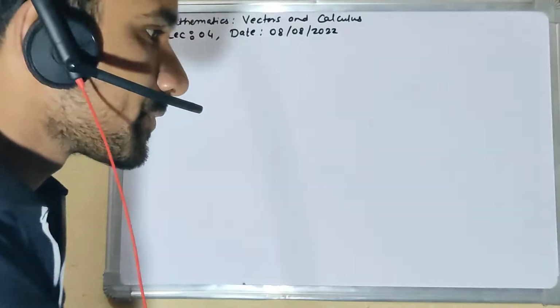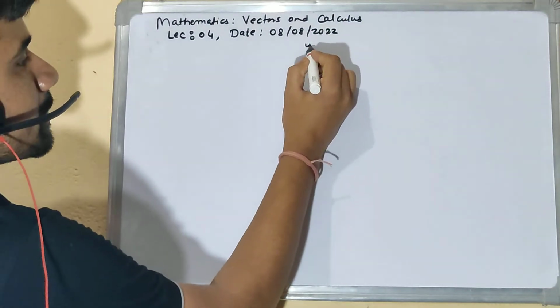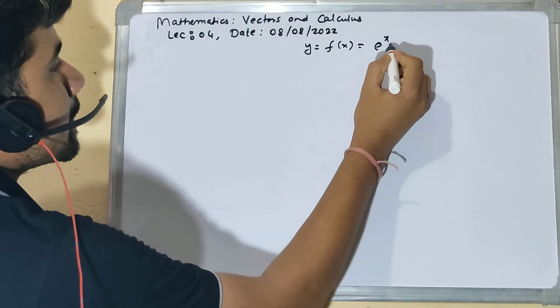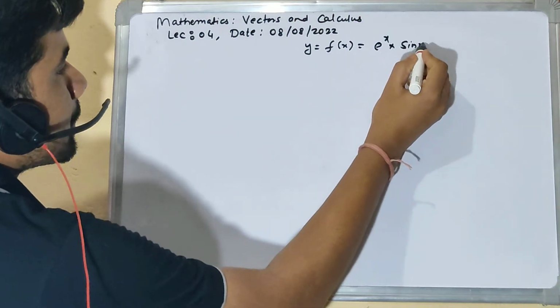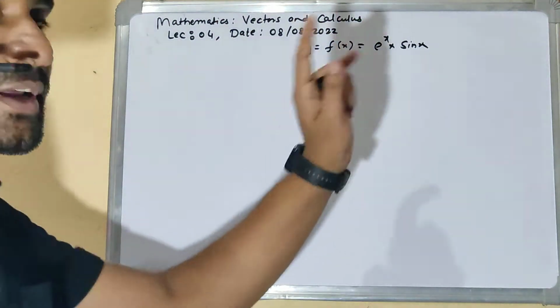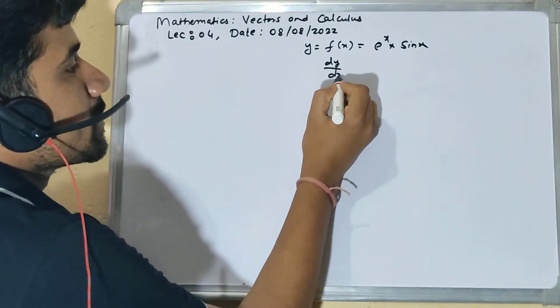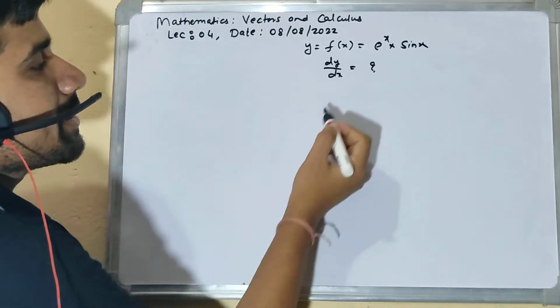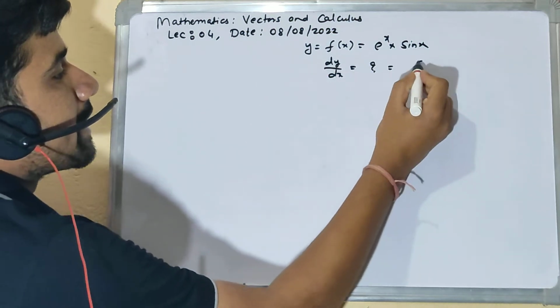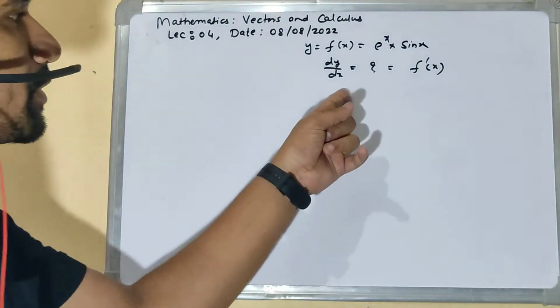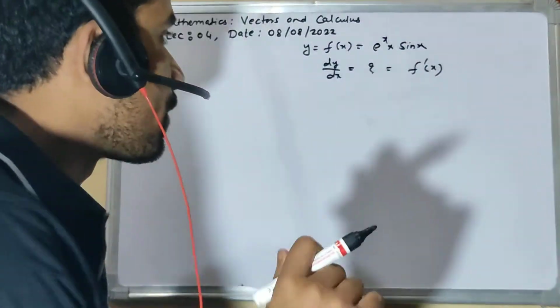Let's say y as a function of x is given by e to the power x into sine x. If y equals e to the power x sine x, we need to find what is dy by dx. dy by dx is also indicated as f dash x, the first differential of f(x). So we need to find dy by dx. Let's solve this particular problem.